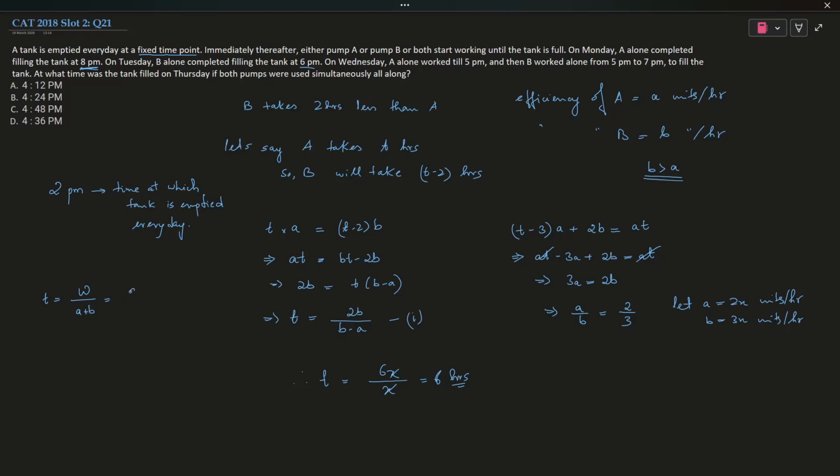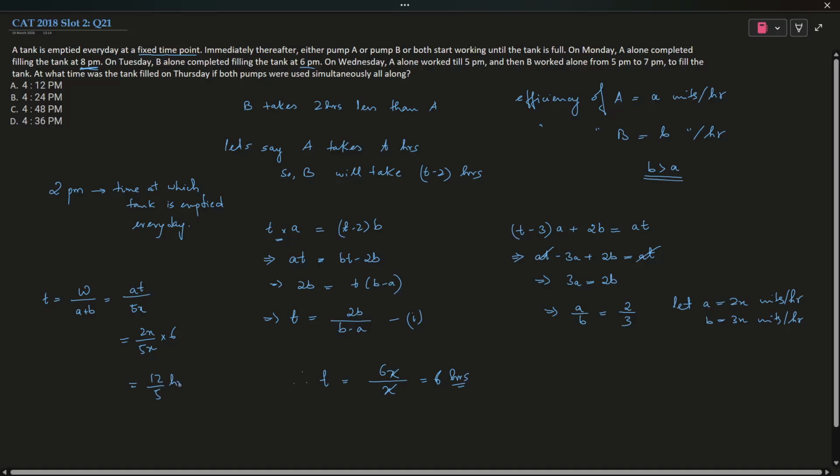What is the work, guys? Work is A into T, right? A plus B will give me 5x. A is 2x by 5x, T is 6. So 2 by 5 into 6 is 12 by 5 hours. 12 by 5 hours is basically 2 hours, and 2 by 5 into 24 gives 2 hours 24 minutes.